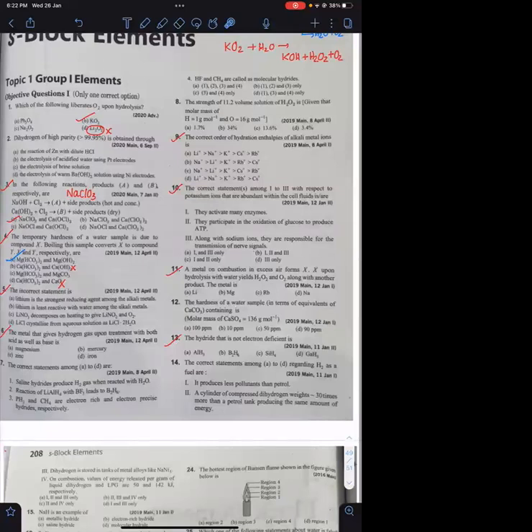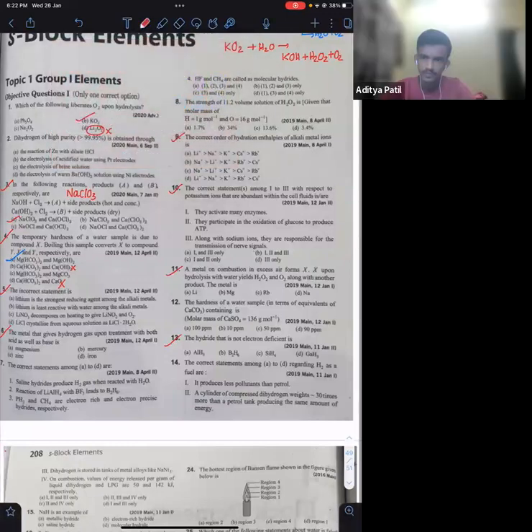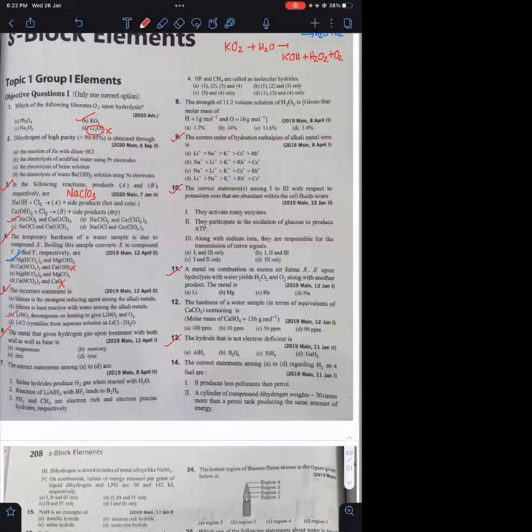Look at option C, LiNO3 lithium nitrate decomposes on heating to give LiNO2 and O2. Is this a right statement? Option C. No, sir. It will form NO2, right? This is the wrong statement. Lithium nitrate on heating, you will be forming NO2, O2 and oxide of it, Li2O. Right? Okay.